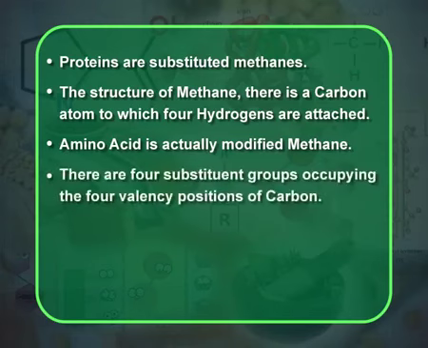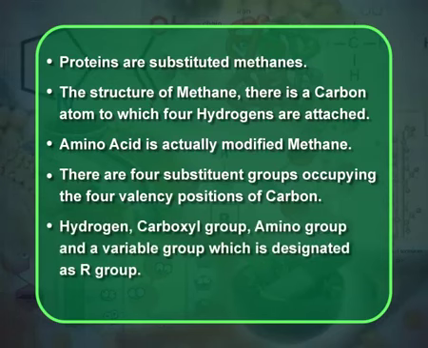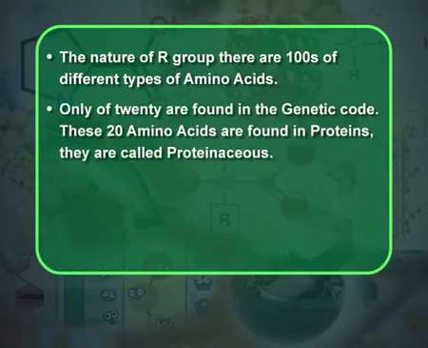There are 4 substituent groups occupying the 4 valency positions of carbon. These groups are hydrogen, carboxyl group, amino group and a variable group which is designated as the R group. Now, based on the nature of the R group, there are hundreds of different types of amino acids. However, only 20 of them are found in the genetic code. Since these 20 amino acids are found in proteins, they are called proteinaceous amino acids.